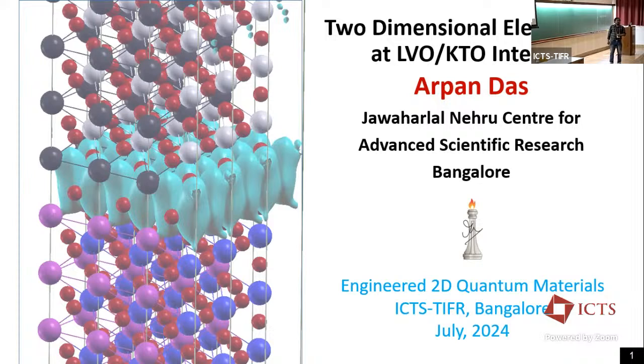So already there have been a lot of discussions on two-dimensional electron gas at different perovskite oxide interfaces, especially by Professor D.D. Sharma, Professor Subhankar Chakravarti, and today by Professor Pencheva. But I will be talking about the two-dimensional electron gas formed at the LVO-KTO interface, where LVO corresponds to lanthanum vanadium oxide, LaVO3, and KTO corresponds to potassium tantalum oxide, KTaO3. Both are actually insulators, but when you join them and make a heterostructure out of it, you get metallicity at the interface. So I will be talking about that.